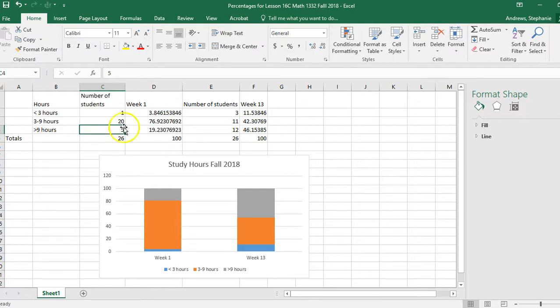That's a great sentence right there. Week 13, we had, and you could mention, 3 students who studied less than 3 hours a week outside of class with others and alone. And then you can say the same thing here. We had 11 who studied 3 to 9 hours, and 12 students who studied more than 9.